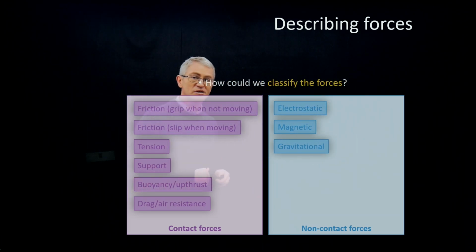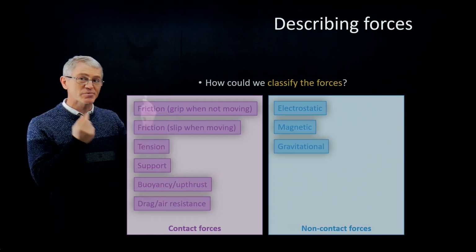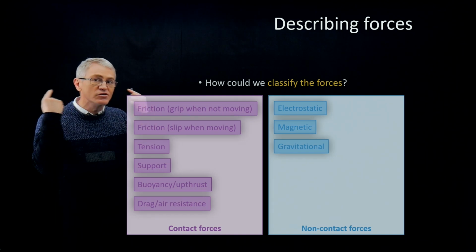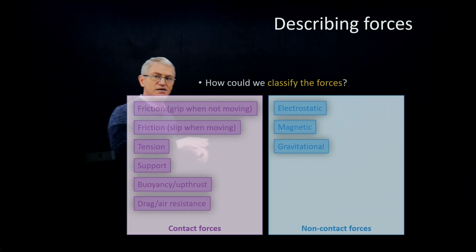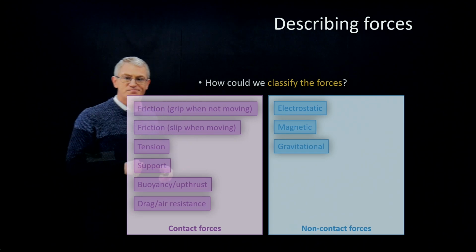And the ones that are totally invisible, and let me just go back to that. Actually, the drag and air resistance is contact because it's the air hitting you that's stopping you from going as quickly. The invisible ones, electrostatic, magnetic, and gravitational. Okay, you can't see gravity. There's nothing there. Magnetic, there's nothing in between them, but they still want to come together. And electrostatic is within the atoms.